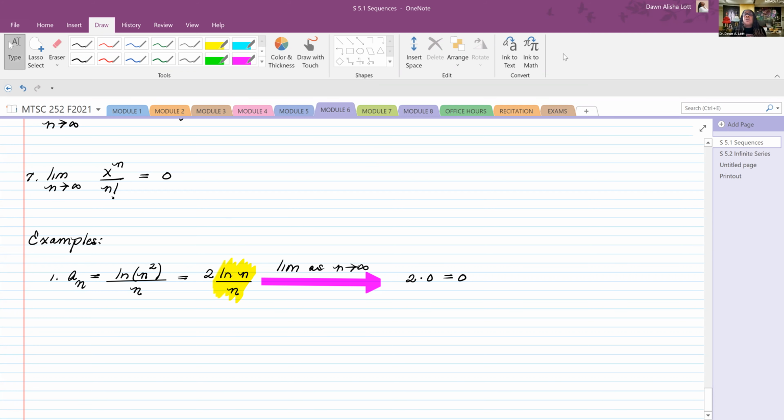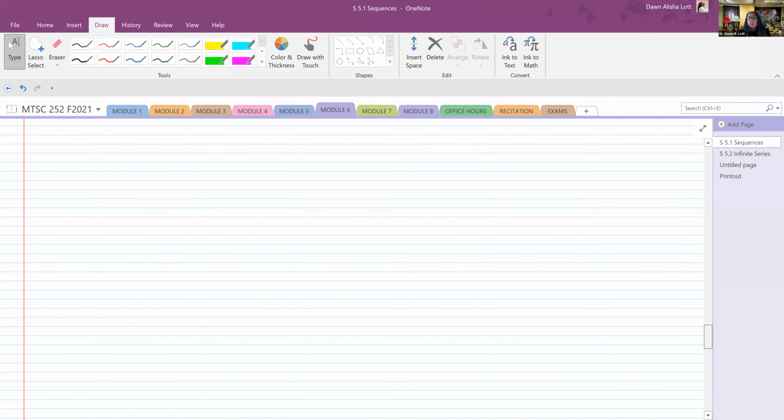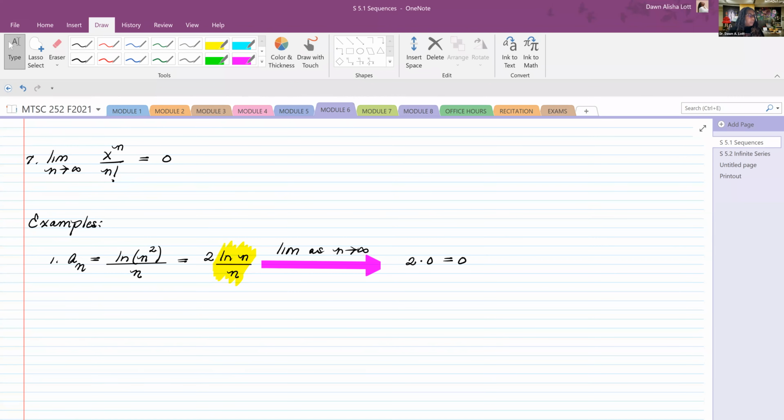Okay, I'm going to pause. All righty, so where were we? Right here. Okay. Some of these are really clever. You have to be able to maneuver them.